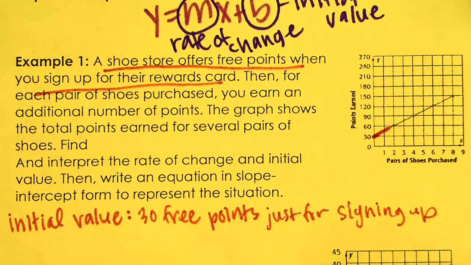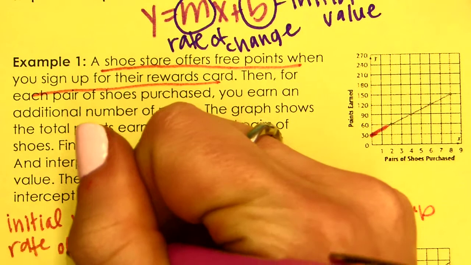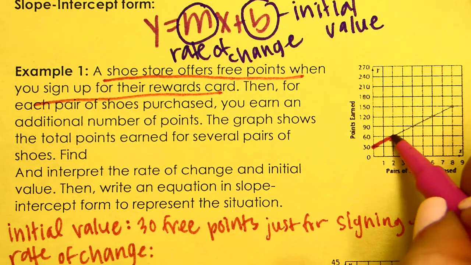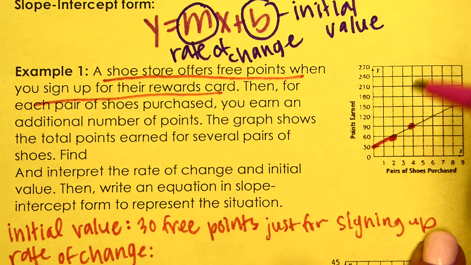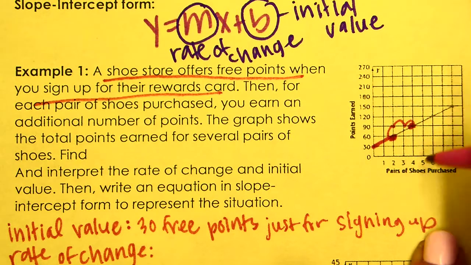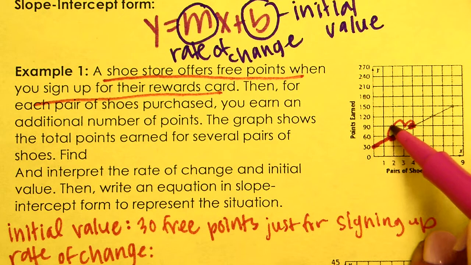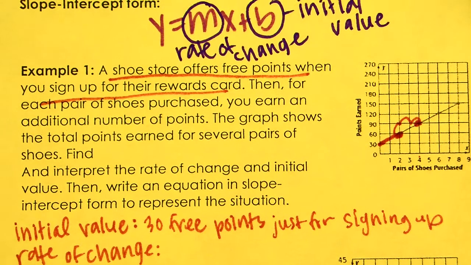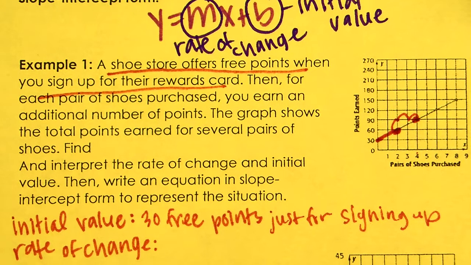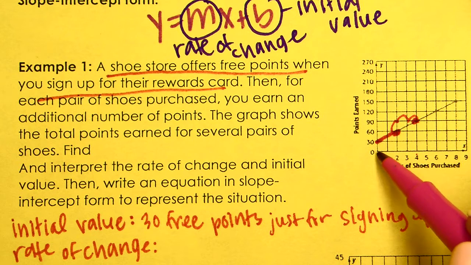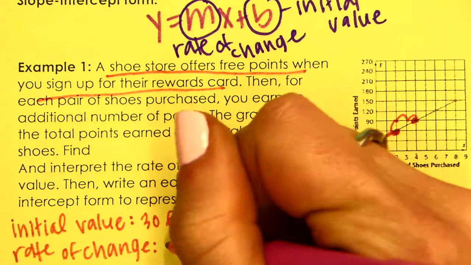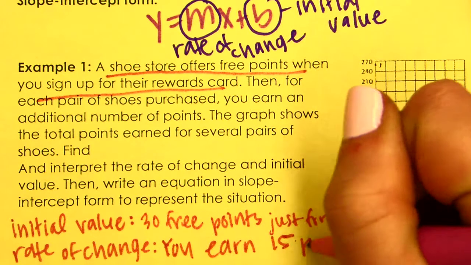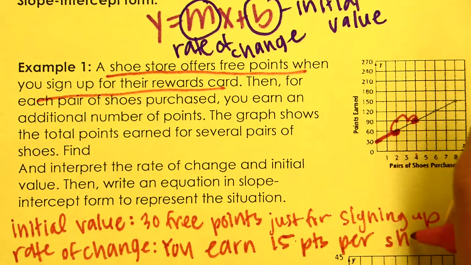Then we have to find the rate of change. The rate of change is the same thing as the slope. So we find 2 points where it goes through the corner of the graph paper at the lattice points. And I see it's going up 30 points, sorry, for every 2 pairs of shoes. So if I simplify that, that's 15 points for 1 shoe. So you earn 15 points per shoe purchased.